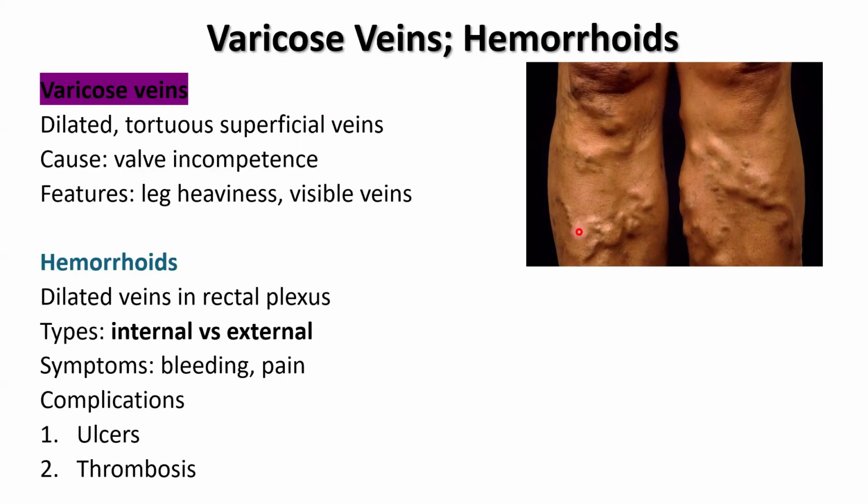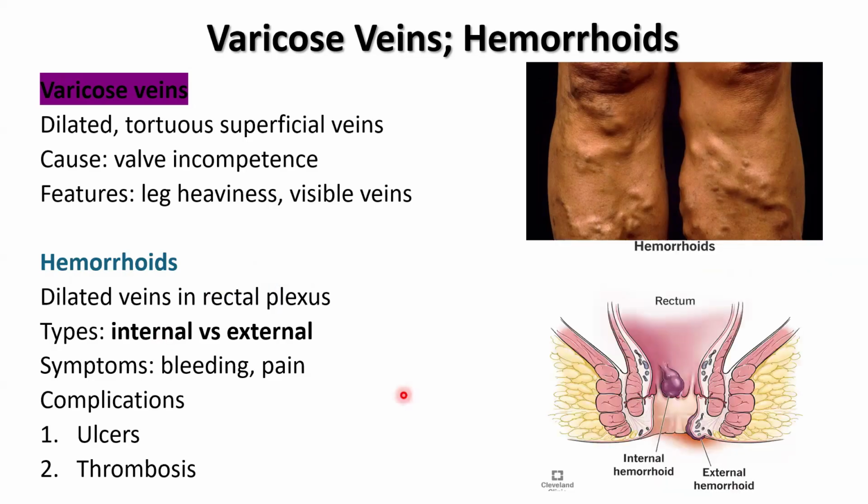Then the other one is hemorrhoids. Hemorrhoids are actually dilated veins in the rectal plexus. So these are the veins in the rectum. As you can see in this image, this is the rectum here, this is the inner part. So you have veins in there. If these veins dilate, you have hemorrhoids.